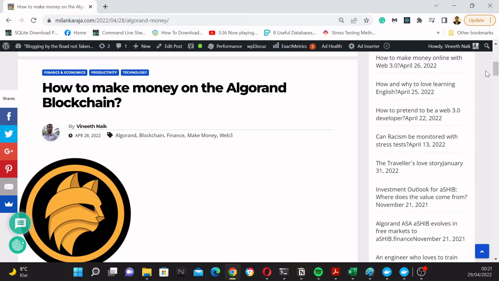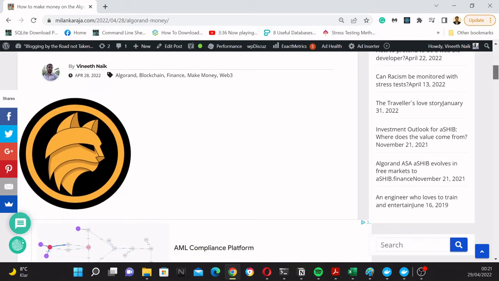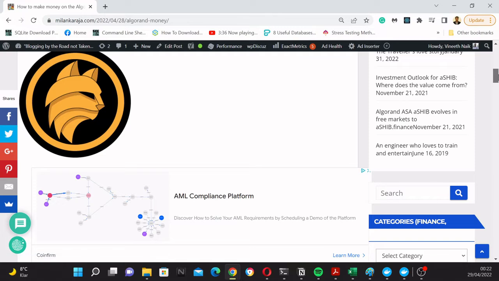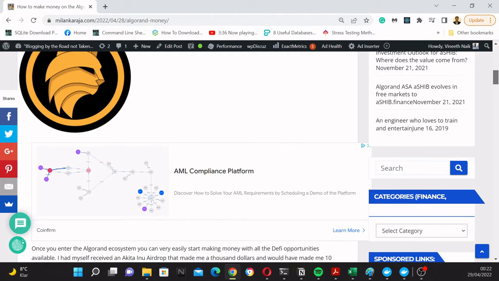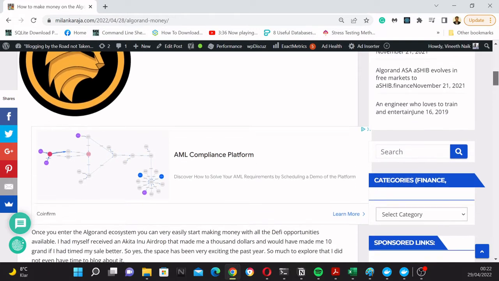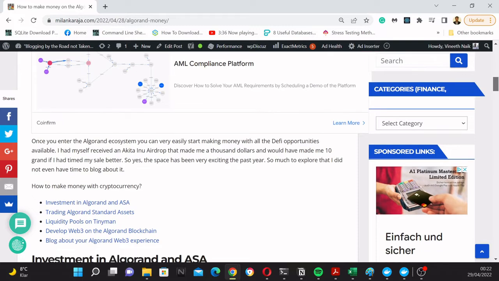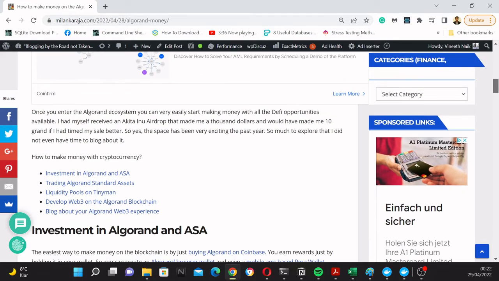How to make money on the Algorand blockchain, the topic of today's video. And what you see over there is the logo for the crypto aSHIB, Algo Shiba Inu. It's a team I'm leading behind it, and I'll definitely make a video explaining more about it ahead. But for now, let's talk more on Algorand. What is Algorand and how can you make money with Algorand?